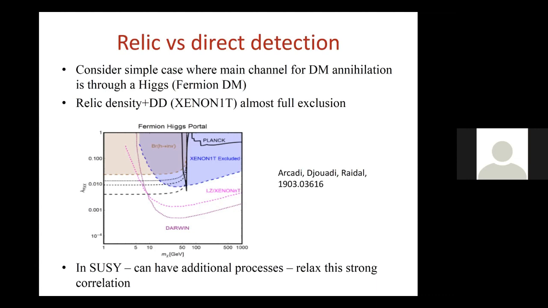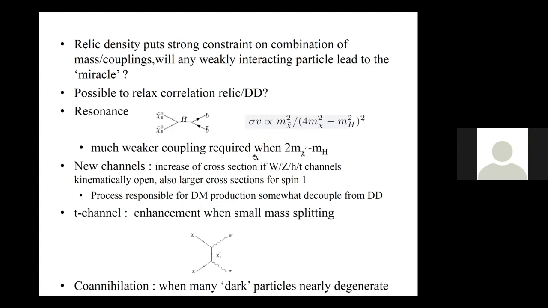So this is just to give you an idea that these two observables are really in tension. And we will see later that in supersymmetry, we can get out of this strong correlation, basically because the model involves more particles, and you can have additional processes that contribute, for example, to the relic density, and those processes don't necessarily take place in direct detection.